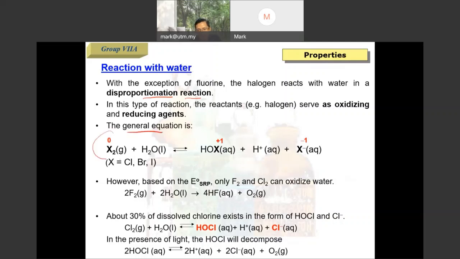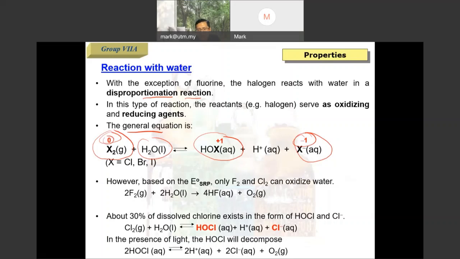This is your halogen. Your halogen gas has an oxidation number of 0. When it reacts with water, it forms compounds with the halogen that has the oxidation number +1 and -1. So it is in between: the oxidation number will increase as well as decrease from the original halogen. This is called the disproportionation reaction.